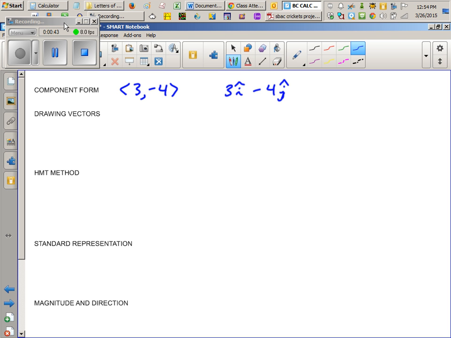Okay? And in this classroom, we will use the bracket notation. We will not use the i hat, j hat standard unit vector notation. So I'm going to erase that one. You don't need it for my classroom. So 3, negative 4. What does it mean to have a vector 3, negative 4? It literally means this. You're going to be going right 3 and down 4.